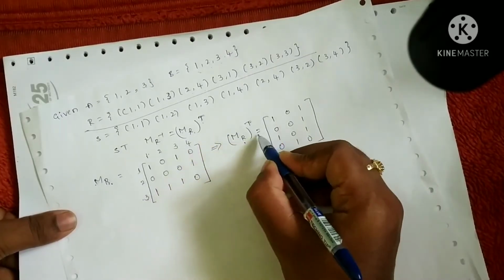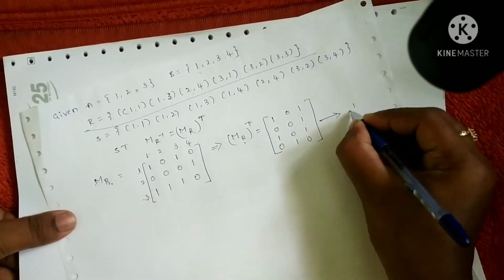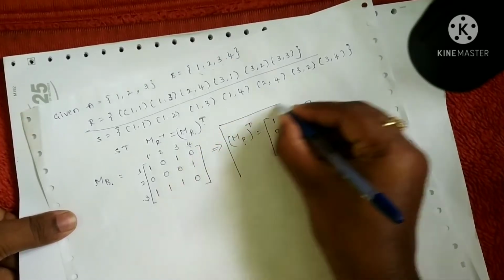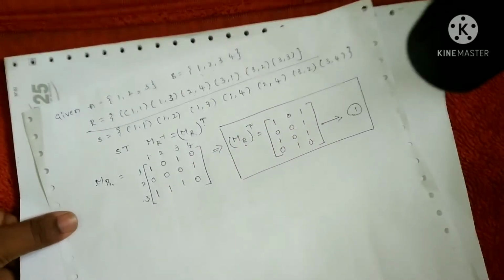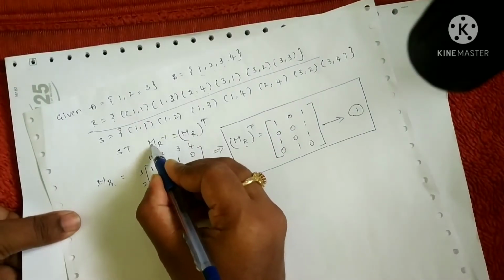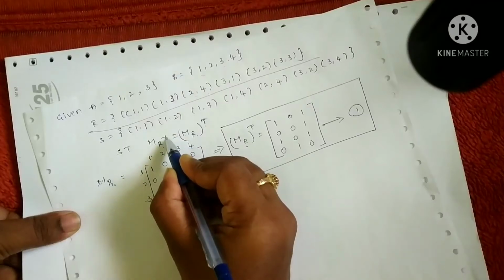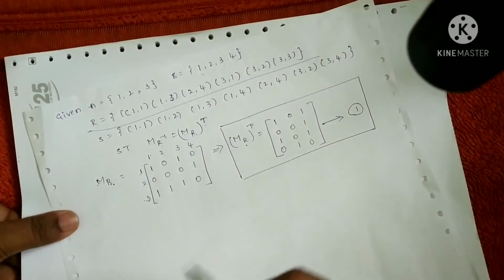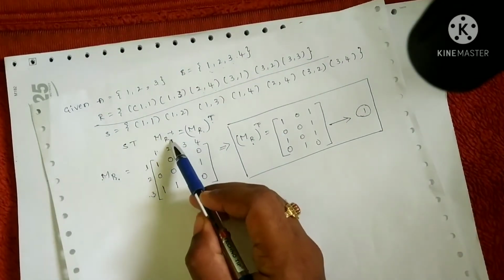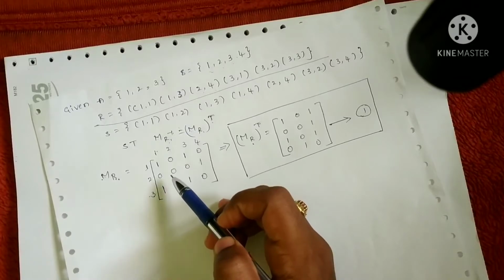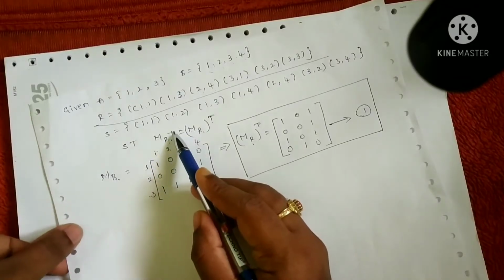So I have obtained the RHS value. So take this as equation 1. Fine. Next, what we have to find is the matrix of relation R inverse. Now, before writing the matrix of relation R inverse, let me tell you the concept of R inverse.